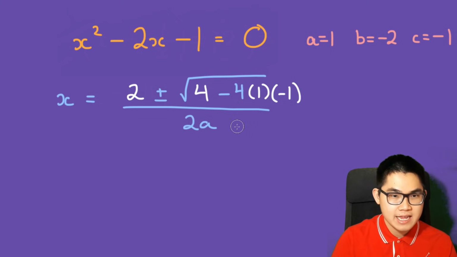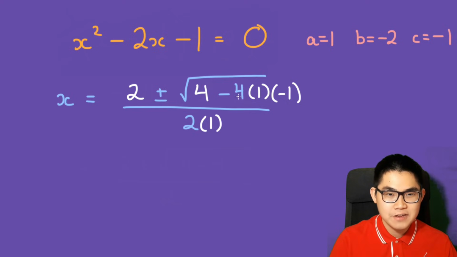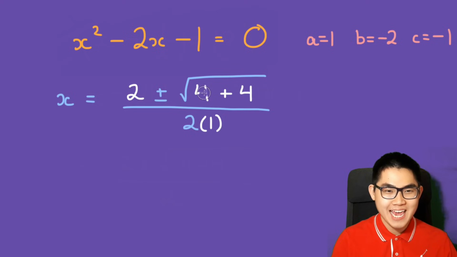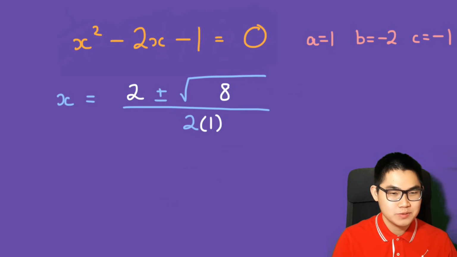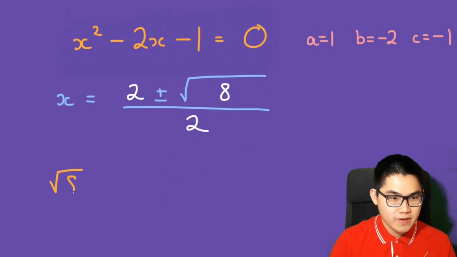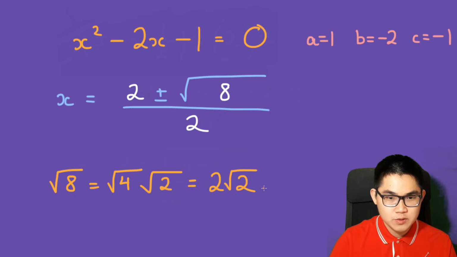And let's change the a down here as well. So a is just 1. Now, this is negative 4 times 1 times negative 1, which makes positive 4. 4 plus 4 is 8. And 2 times 1 is 2. What is the square root of 8 going to be? Well, we know that the square root of 8 is equal to the square root of 4 times the square root of 2. And that's equal to 2 times the square root of 2.